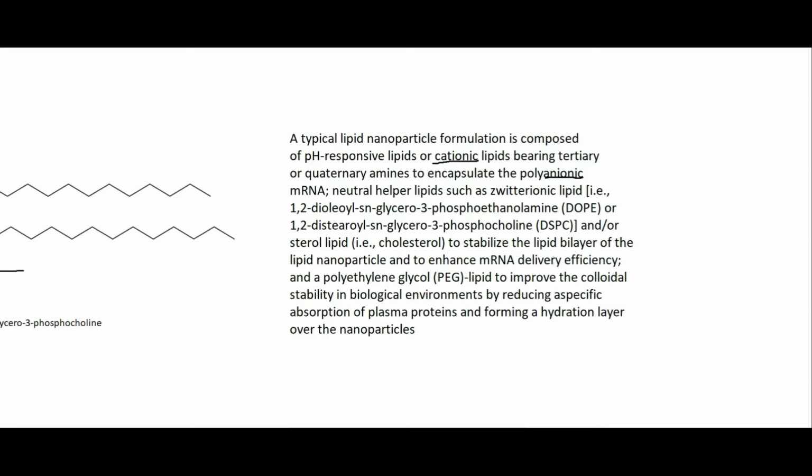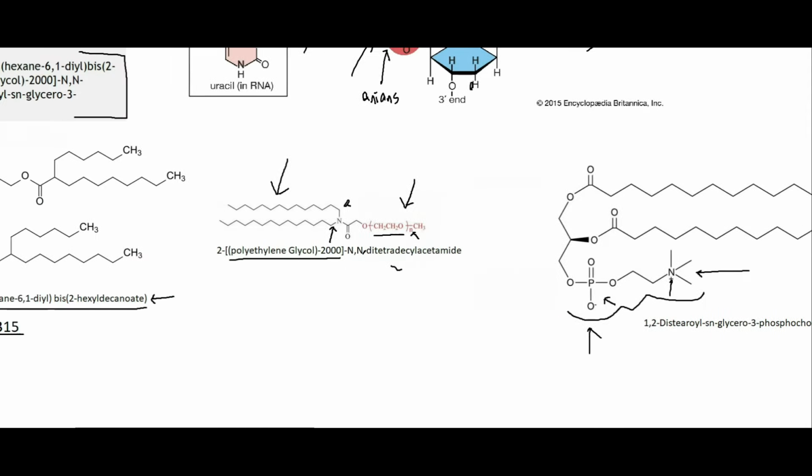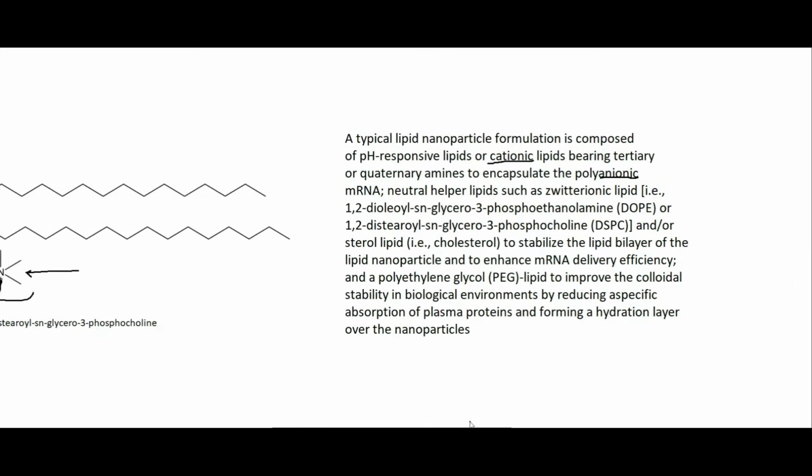These are to stabilize the lipid bilayer of the lipid nanoparticle and to enhance mRNA delivery efficiency, and then a polyethylene glycol lipid to improve the colloidal stability in biological environments by reducing aspecific absorption of plasma proteins and forming a hydration layer over the nanoparticles. And this is that polyethylene glycol right here. So it's saying that that is to improve the colloidal stability.